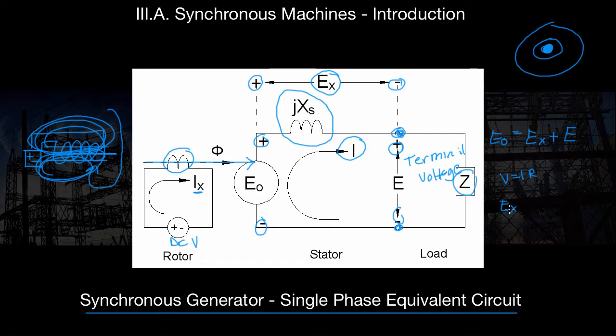So this is the voltage drop across our synchronous reactance. It is equal to the current flowing through it, which is still I, times, instead of resistance, we're going to use reactance, jXs. So this says that our voltage drop from this point to this point, EX, is the product of our stator current I flowing through it times this impedance value, which of course is our synchronous reactance, Xs.